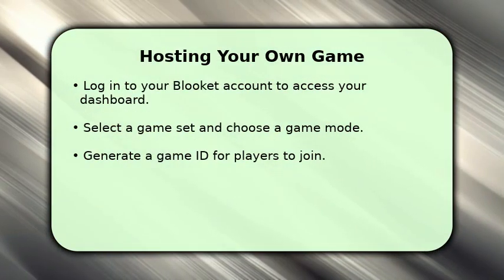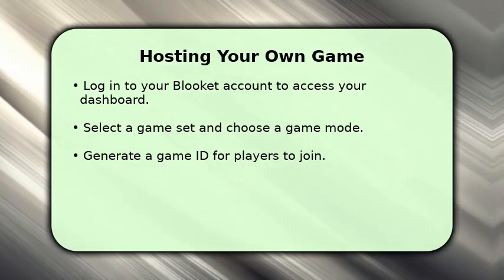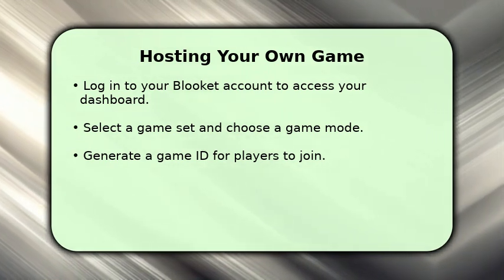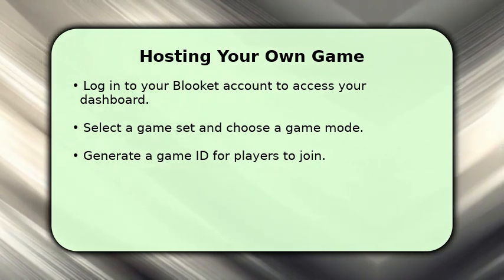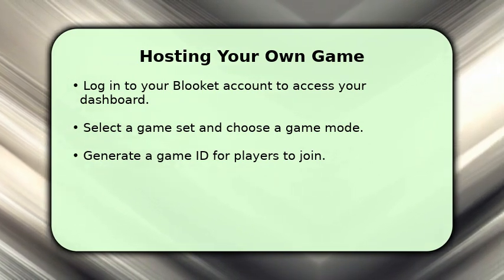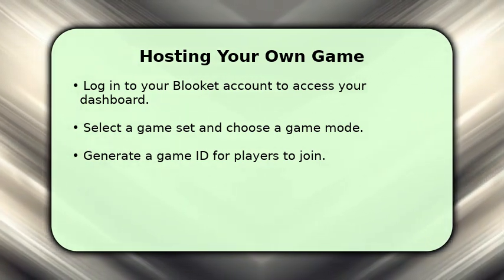If you want to host a game, first log into your Blooket account. From your dashboard, you can browse and select from your created or favorited question sets. Next, choose your desired game mode, such as Tower Defense or Gold Quest. After selecting the mode, Blooket will generate a unique 6-digit game ID. Share this code with your players so they can join your session.